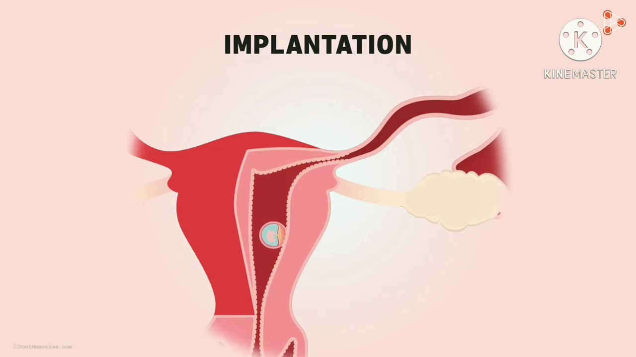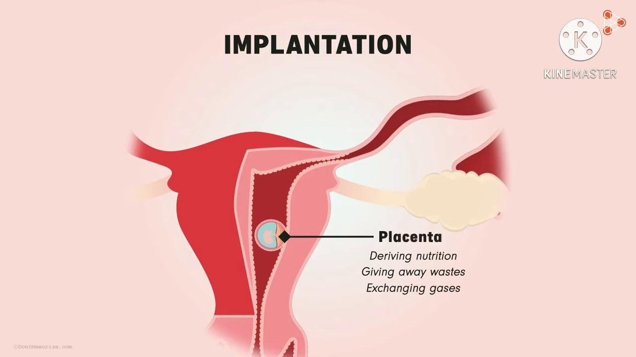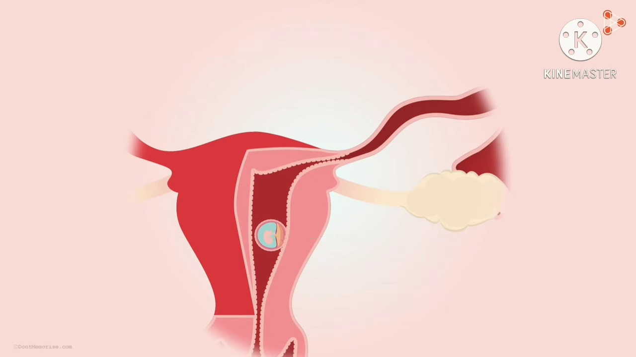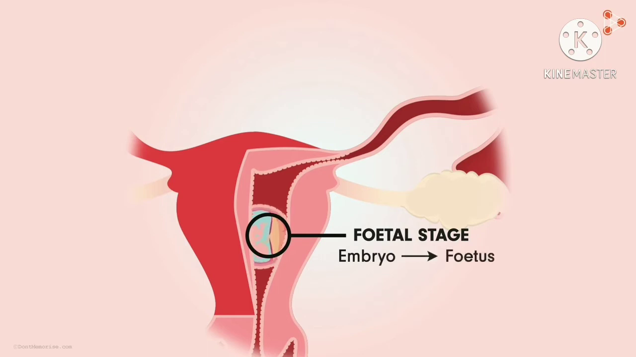Few of the main reasons for attachment are deriving nutrition, giving away wastes, and exchanging gases. This is served through this barrier that we can see here. This barrier is an organ called the placenta. So can we say that the placenta connects the baby with its mother? Absolutely. Now the embryo is all set to grow into a baby. The stage where the organs of the baby's body start developing such that they can be identified is called the fetal stage. And the embryo can now be called a fetus.